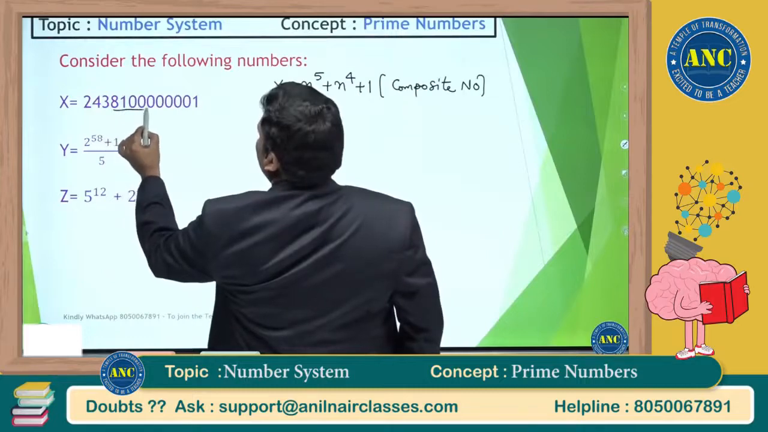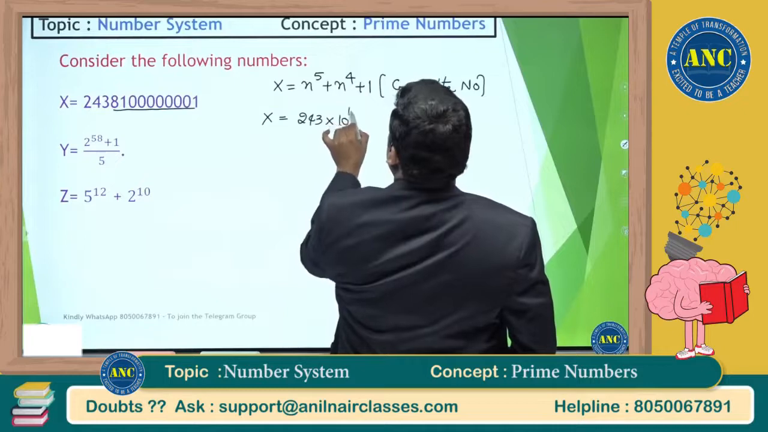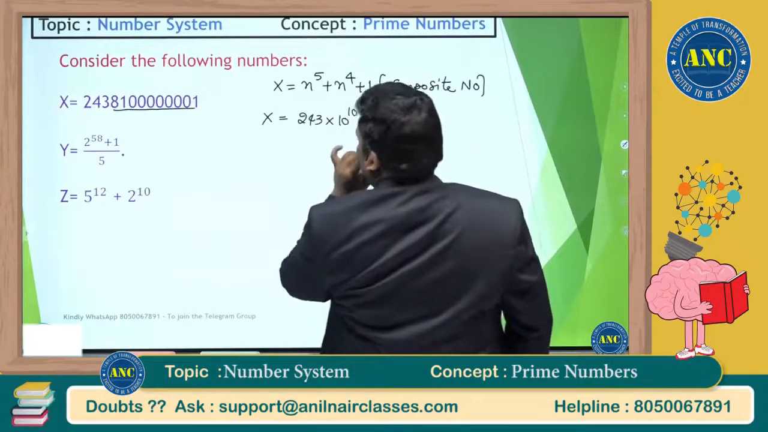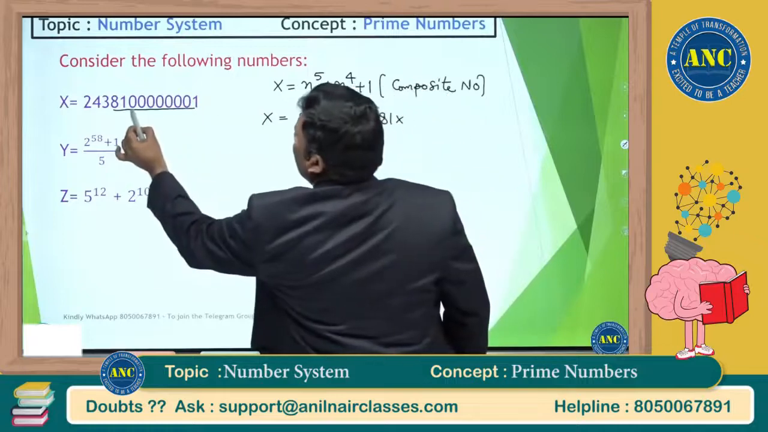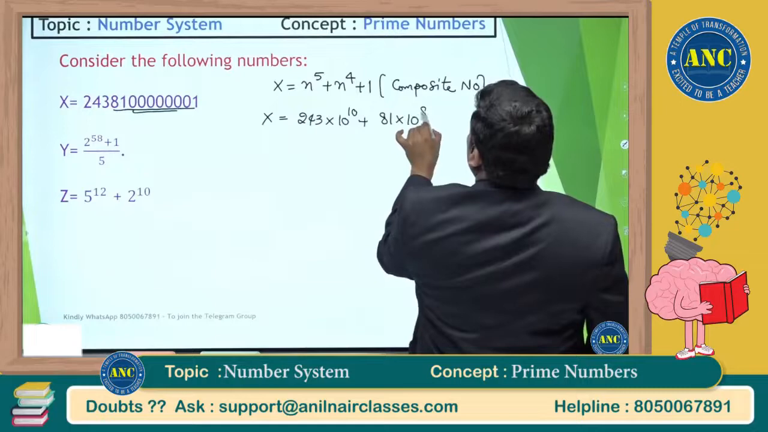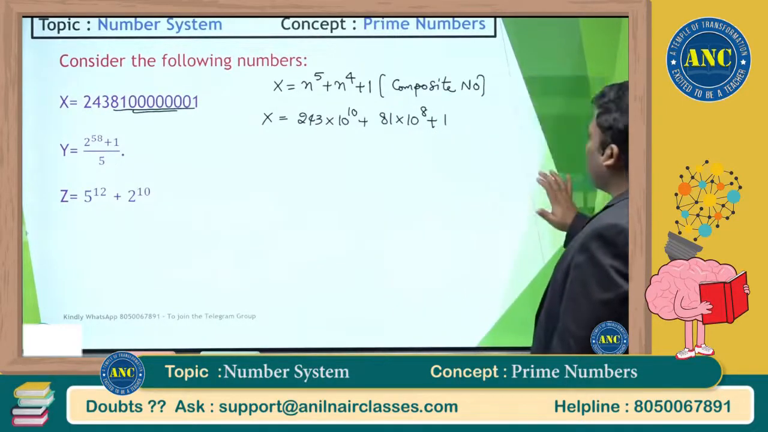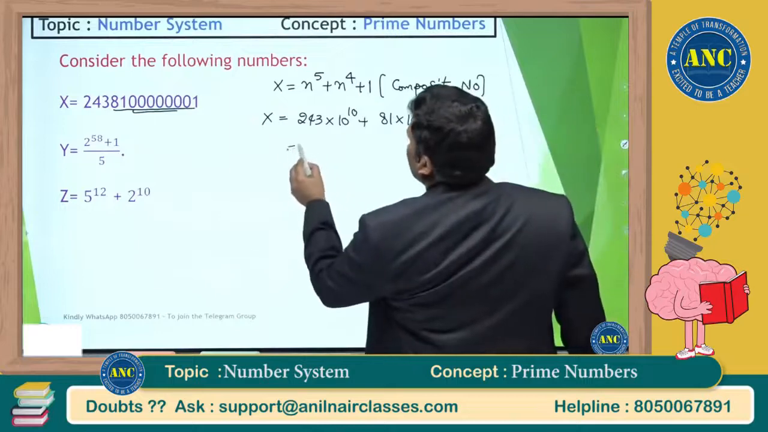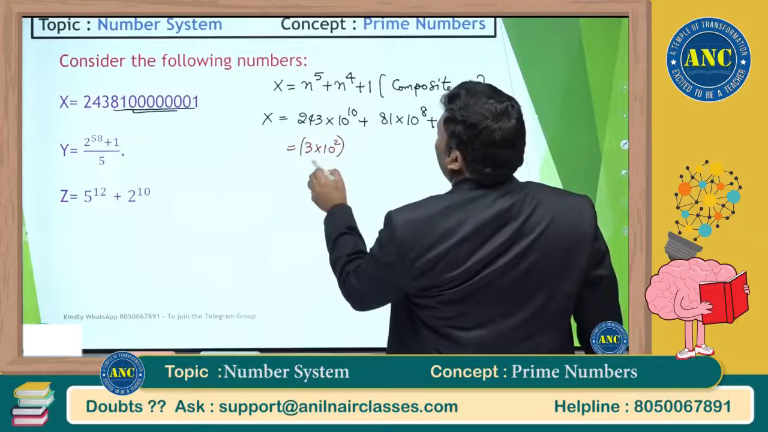1, 2, 3, 4, 5, 6, 7, 8, 9, 10. 10 power 10. Plus 81 into. How many are there after 81? 2, 4, 6, 8. 81 into 10 power 8 plus 1. 10 power 8 plus 1. This can be written as 3 into 10 square power 5.